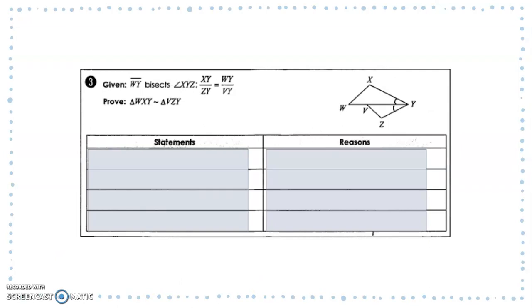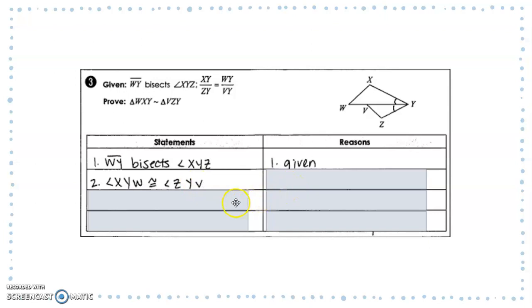The third proof, the last proof that we're going to look at for this, is an example of a different kind of similarity. So we're going to start with those given statements. WY bisects angle XYZ is my first given statement. The second given statement is they told me that XY to ZY is the same ratio as YW to VY. That's my second given statement, which is right here. So that gives me some sides.